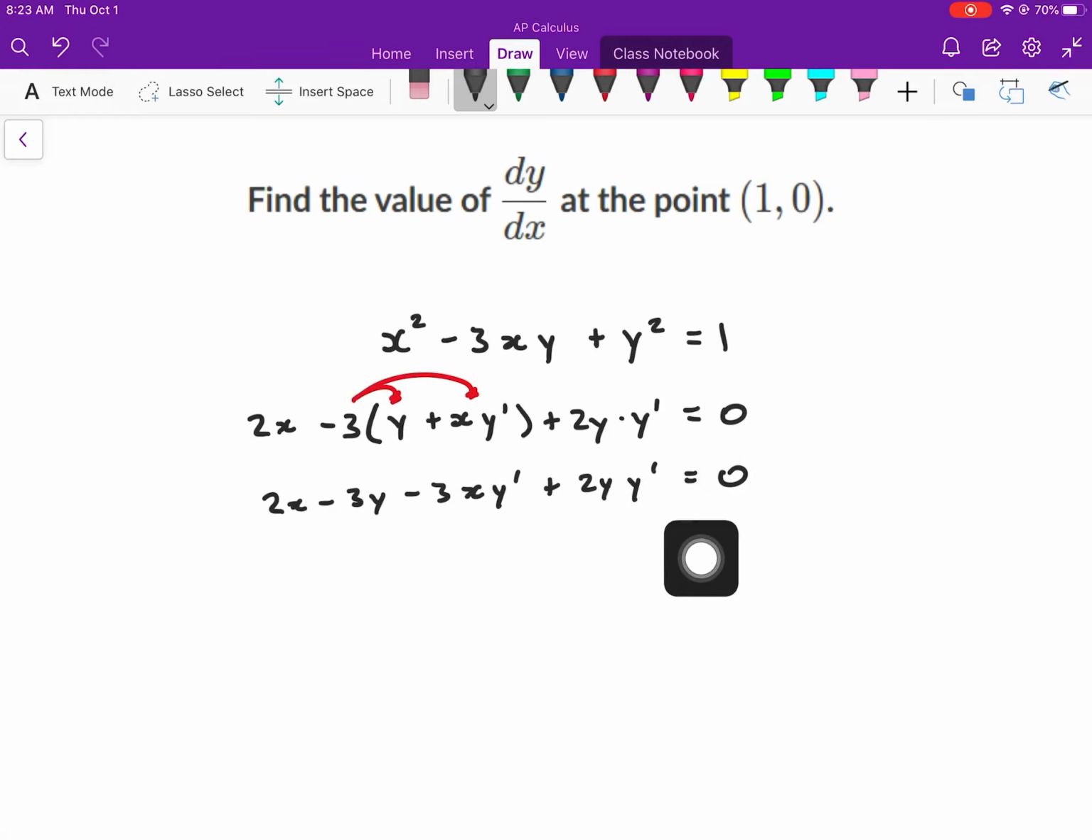Move everything over. I'm going to add the 3y and then subtract the 2x. Quite an easy process once you get the hang of it. At first, a little bit confusing. I think this is where they lost me in high school calculus. I was like, what is going on?